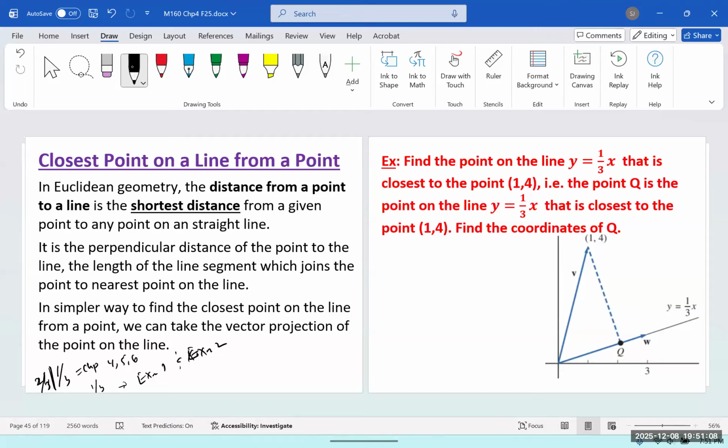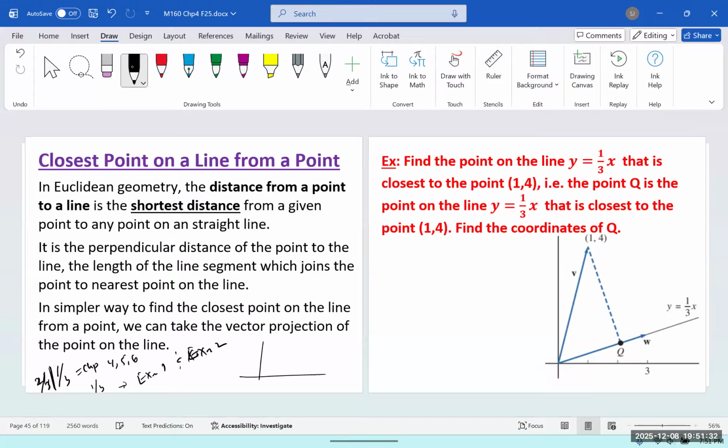Okay. So for the final exam, our review is review 1, review 2, basically exam 1 and exam 2, and the new materials we learn in chapters 4, 5, 6. Now the last concept in this chapter is finding the closest point on a line.